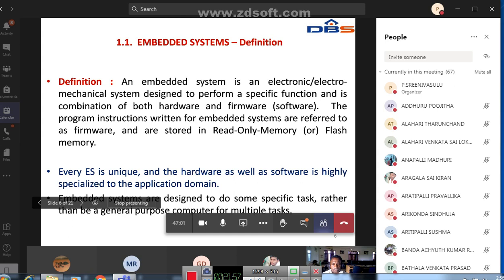Okay, so that is what this means: the hardware as well as software is highly specialized to the application domain.